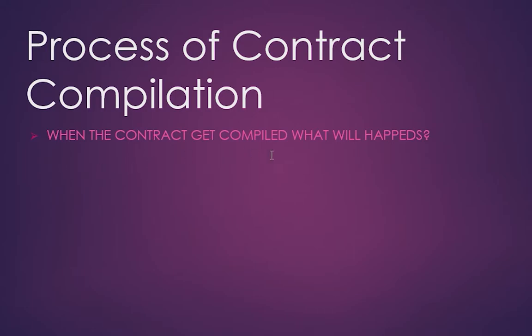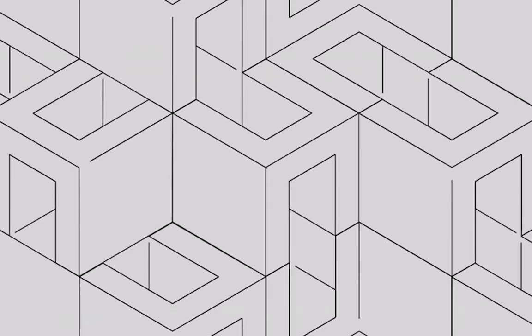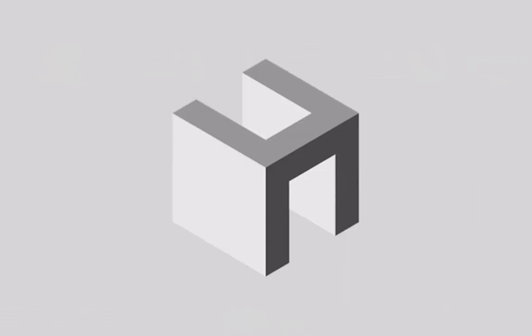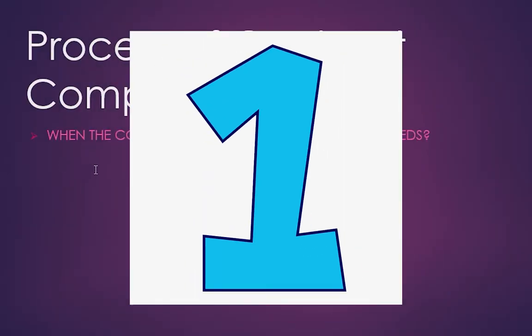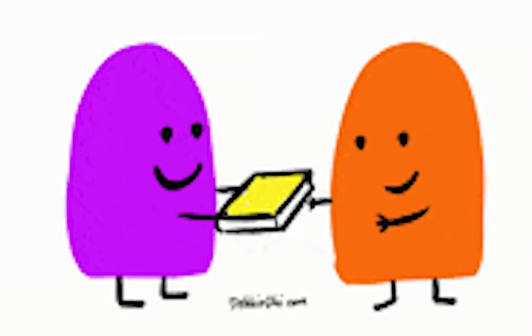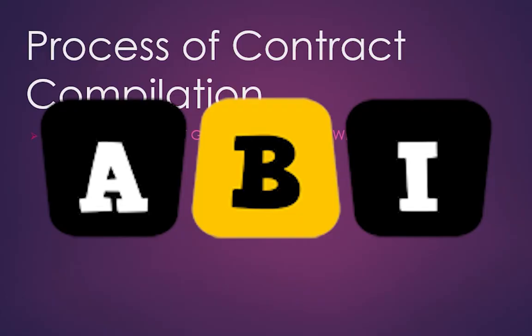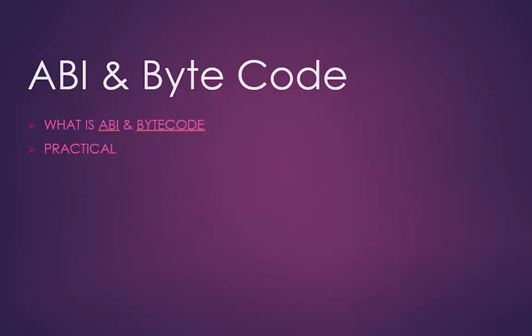In this video, we are going to look at the process of contract compilation, like when the contract gets compiled, what happens. First, when a smart contract gets compiled, it gives us ABI and the bytecode. What are the ABI and the bytecode in the Remix IDE? We will cover these two steps in this video.